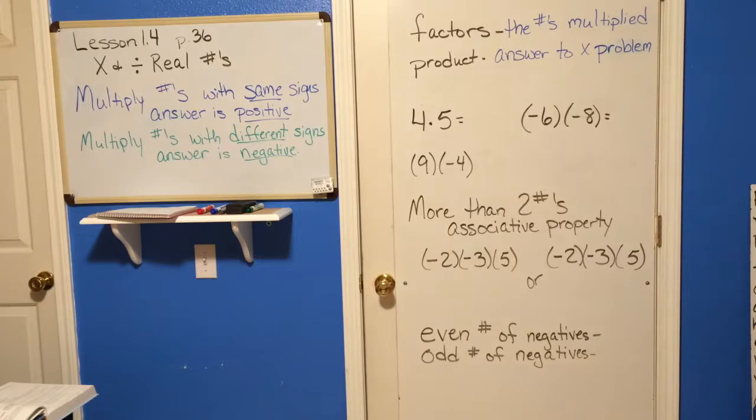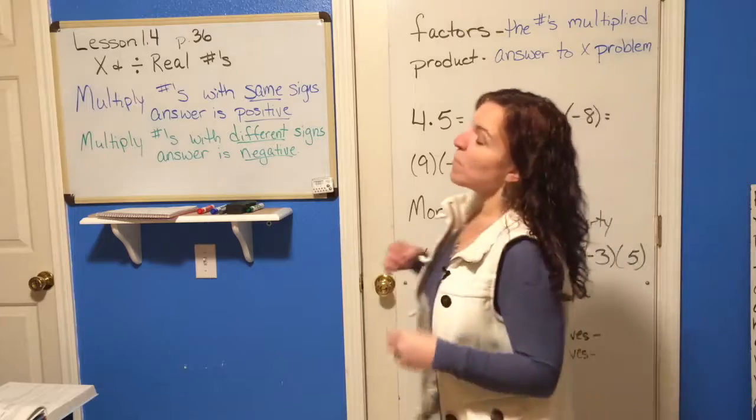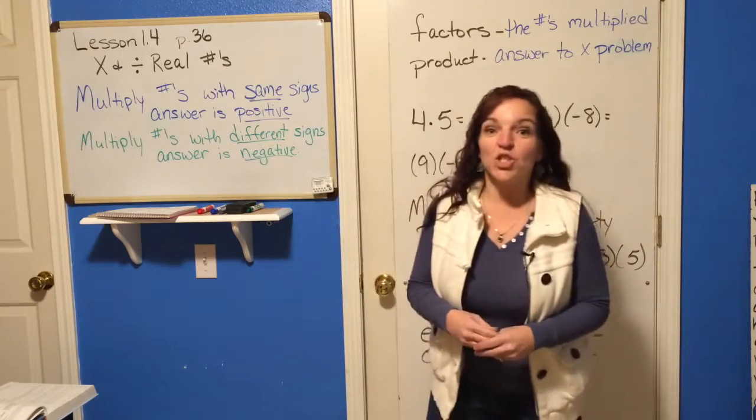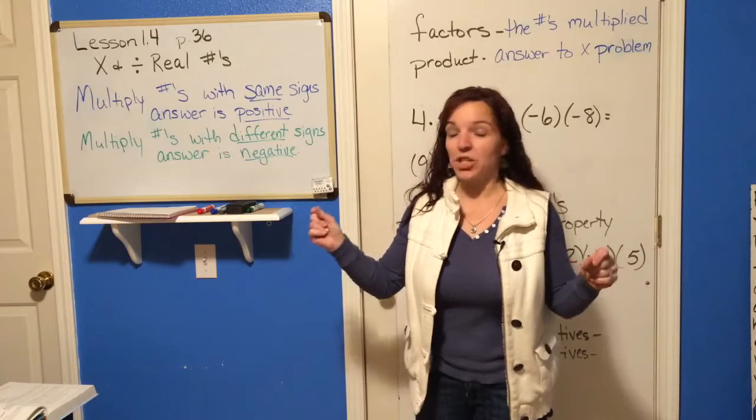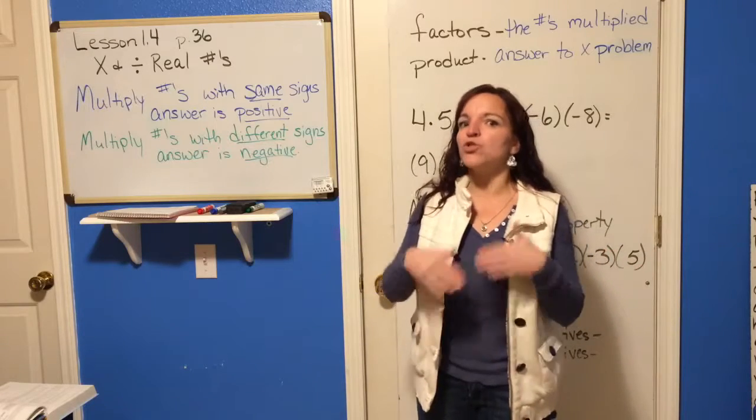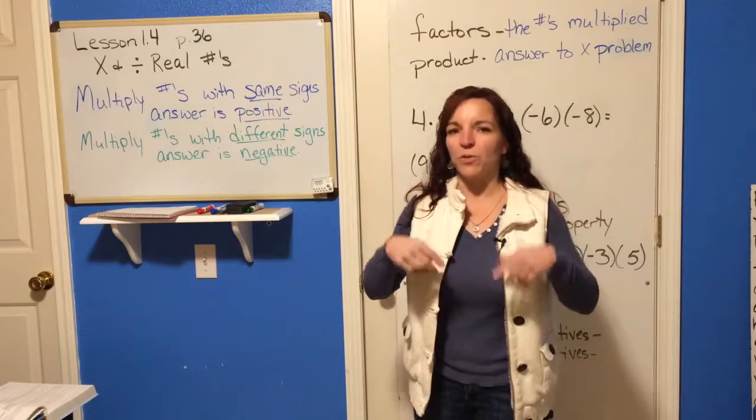Section 4 of chapter 1 is multiplying and dividing real numbers. We are going to cover a lot of things in this section, because it's all stuff that you should already know, but you might need a refresher course.